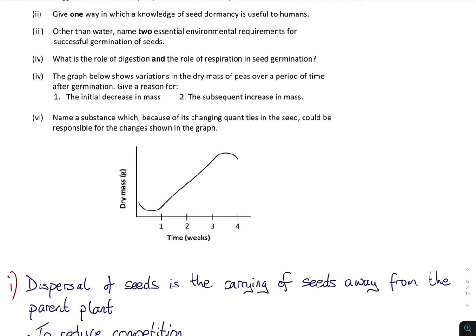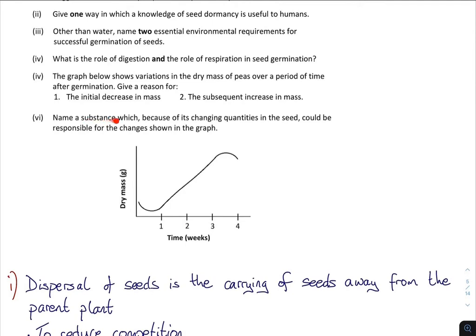More than likely, sometime around the end of week 1, the plant had produced leaves, and leaves obviously incur photosynthesis, so therefore the mass increased because food was being produced.